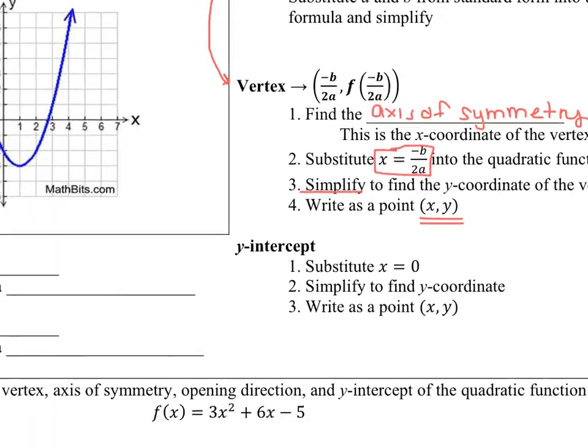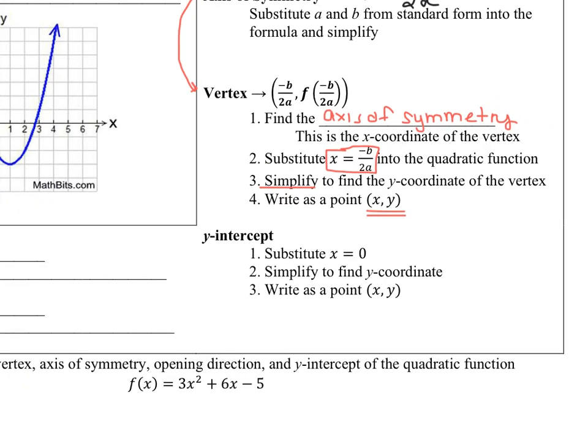So for the y-intercept, all you have to do is substitute x equals 0 into your equation, because that's how you define a y-intercept, where x is equal to 0. Simplify to find the y-coordinate, and then again write it as a coordinate point: (0, some number), because the x value is always 0.